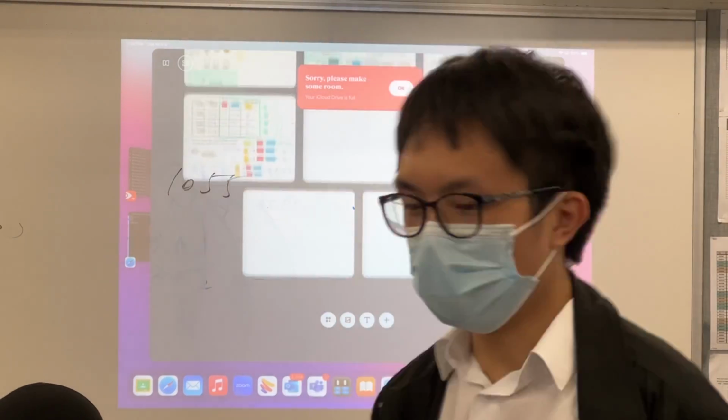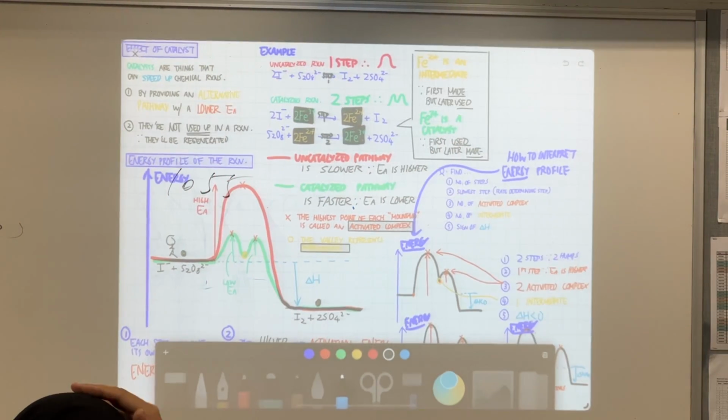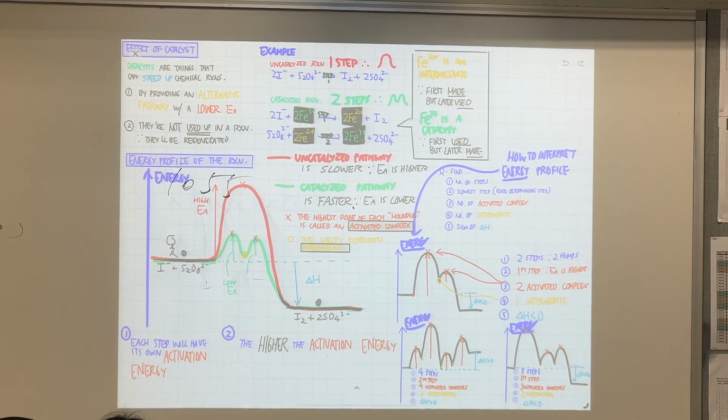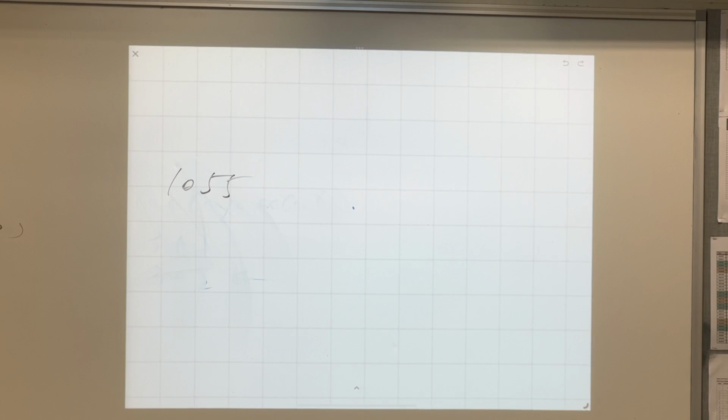Great. Yeah. So yesterday we saw how we find the number of activated complex, intermediate, as well as the delta H of reaction. So today we'll be looking at how the catalyst can affect the rate of reaction. So you can first turn over to this page of the note first.